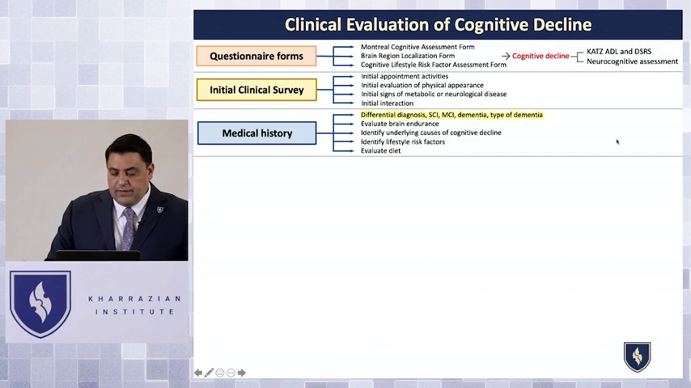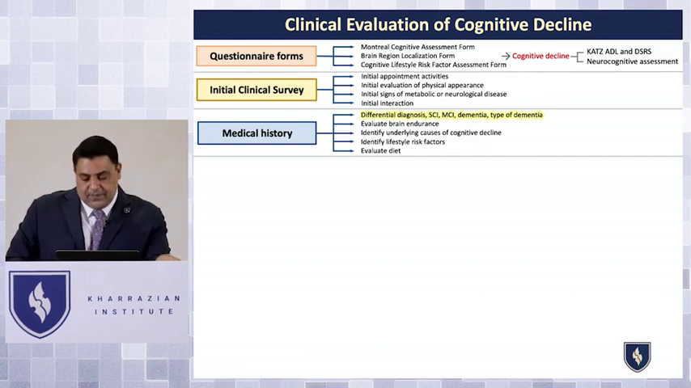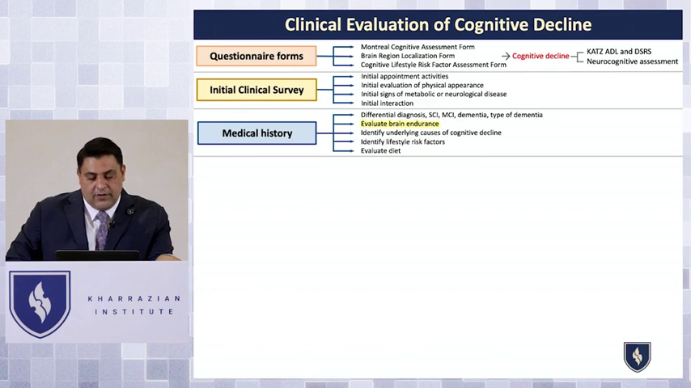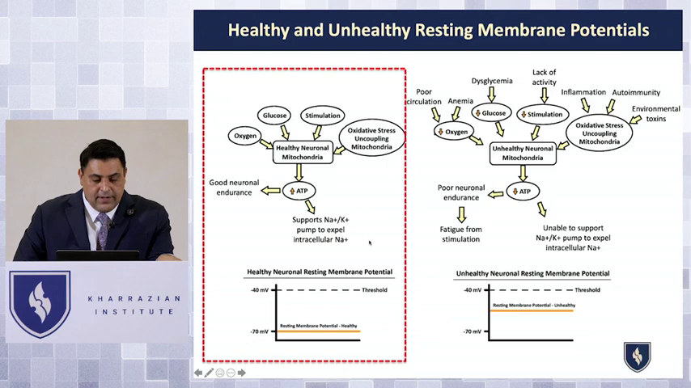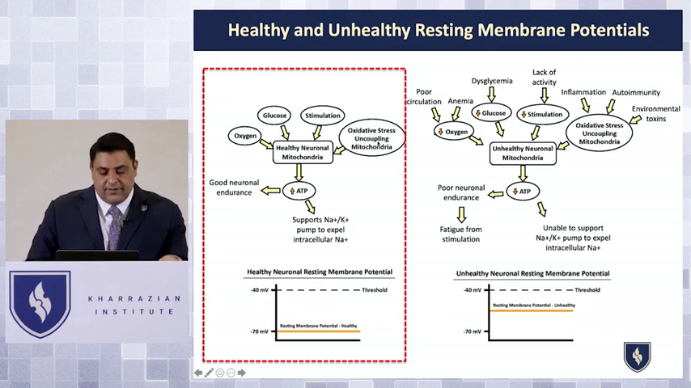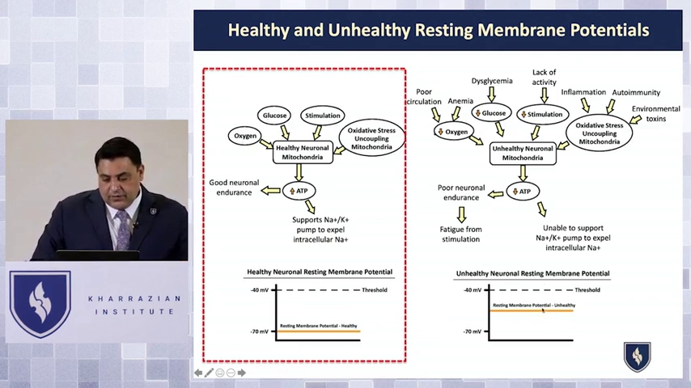And then once you've gone through and evaluated their various types of potential dementia, or maybe it's a mixed type, which is very common, you're going to look at brain endurance. So remember, with all these neurodegenerative diseases that start to impact cognitive decline, there are mechanisms that impact mitochondrial function. And if you remember, when mitochondria are not healthy from mechanisms that impact oxygen delivery or glucose or lack of activation or lots of inflammation, these neurons get close to threshold.